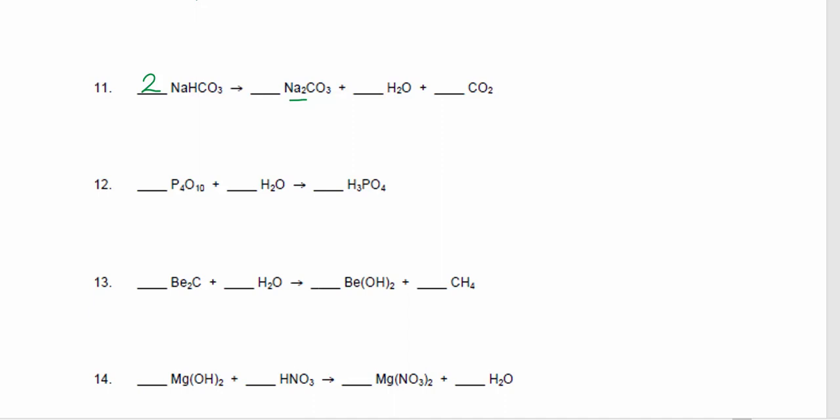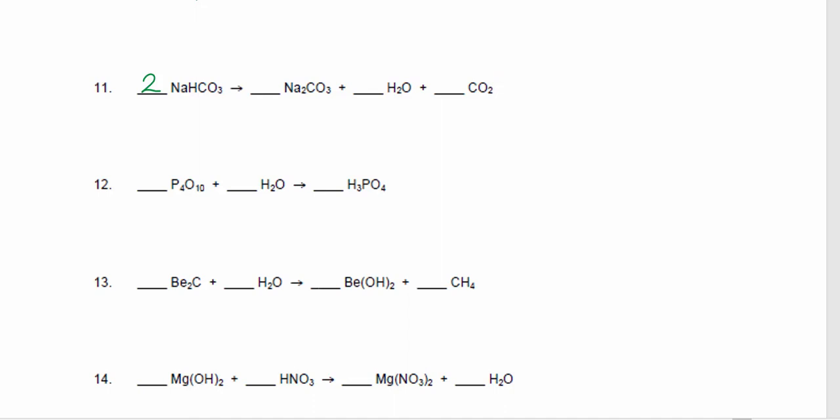So now let's check the rest of our elements. So I have 2 hydrogen atoms on the reactant side. I have 2 hydrogen atoms on the product side. I have 2 carbon atoms on the reactant side. I have 2 carbon atoms on the product side. I have 6 oxygen atoms on the reactant side because my coefficient 2 times my subscript 3 is 6. So I have 6 oxygen atoms there. I have 3, 4, 5, 6 oxygen atoms on my product side. So this is a balanced chemical equation.